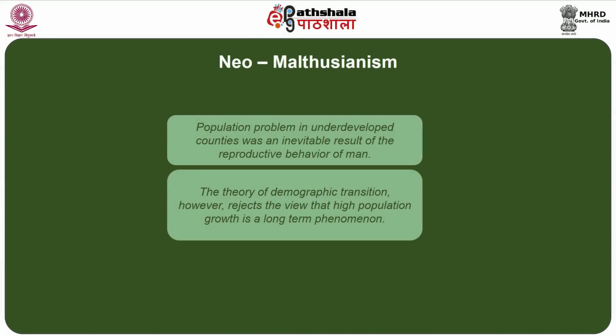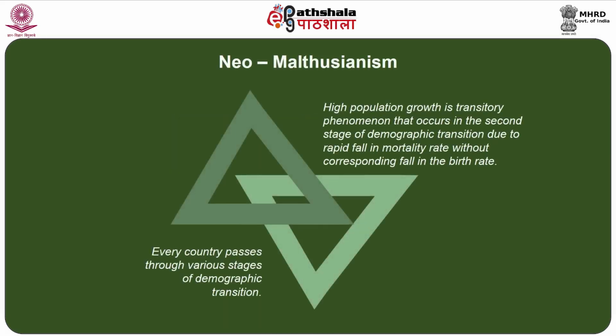According to the Neo Malthusians, the population problem in underdeveloped countries was an inevitable result of the reproductive behavior of man. The theory of demographic transition, however, rejects the view that high population growth is a long-term phenomenon. High population growth is a transitory phenomenon and it occurs in the second stage of the demographic transition because of rapid decline in mortality rate without a corresponding decline in the birth rate.